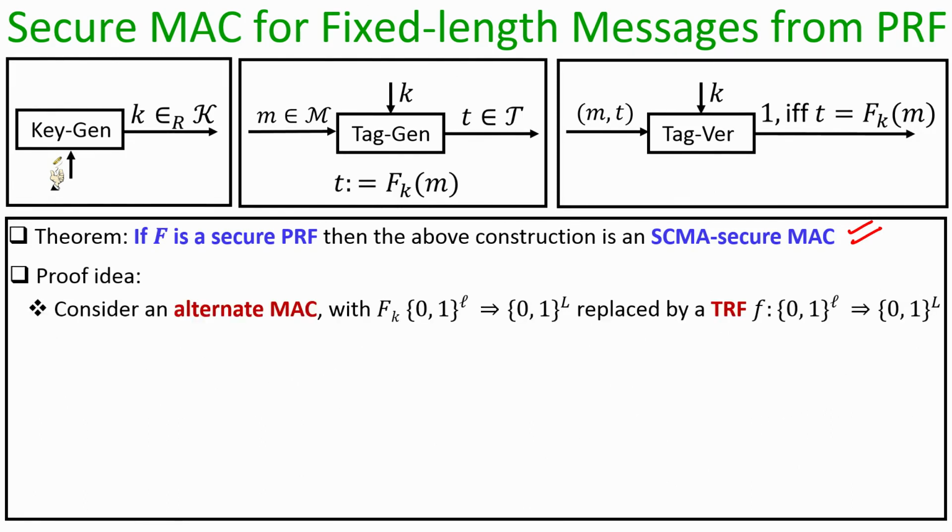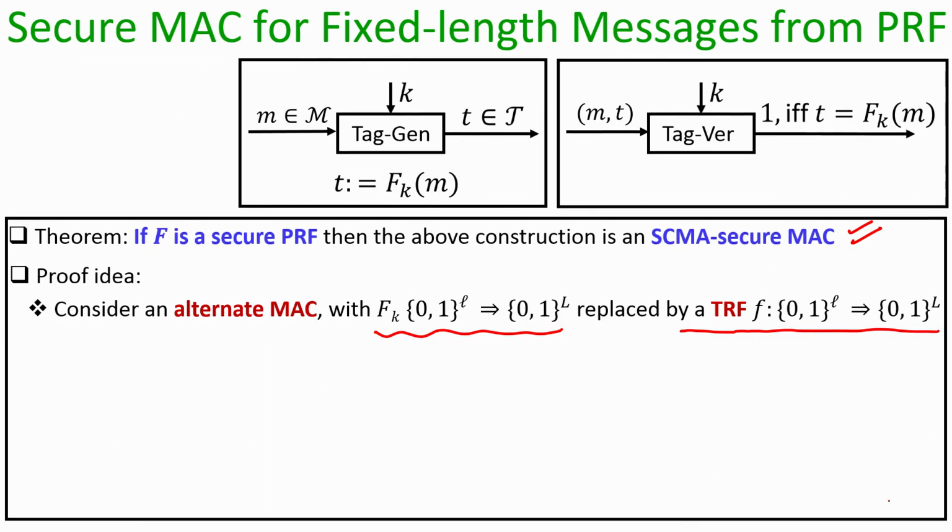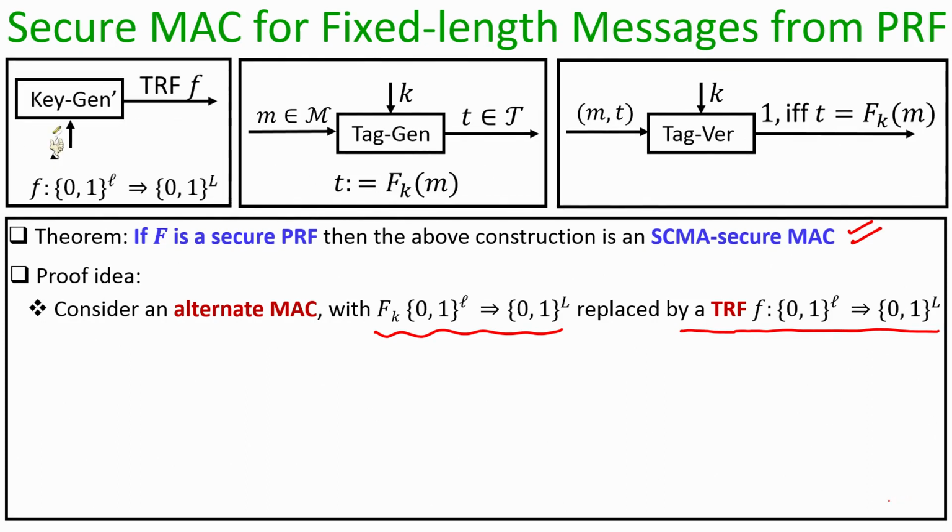So, for the moment, consider an alternate message authentication code where all the instances of the keyed PRF, both in the tag generation process as well as in the tag verification process, are replaced by an instance of an unkeyed truly random function mapping little l bit strings to big L bit strings. That means, in the alternate message authentication code, the key generation algorithm outputs a truly random function which will be available both with the sender and the receiver. Of course, this is an inefficient key generation algorithm, but we are not interested in the efficiency aspect here.